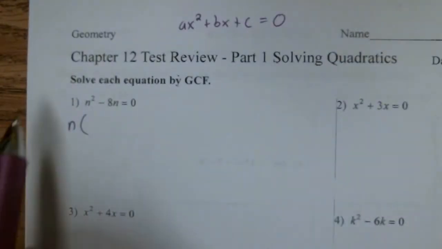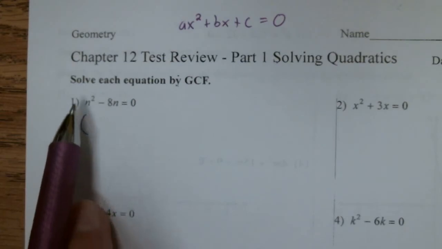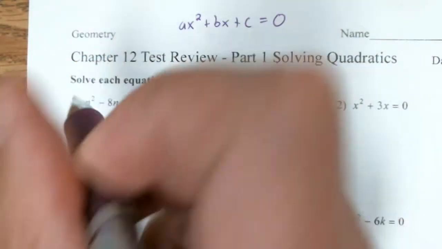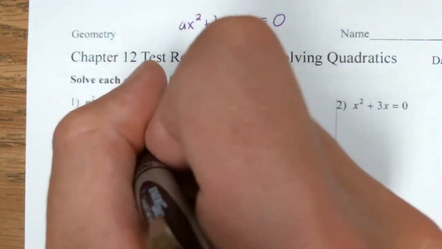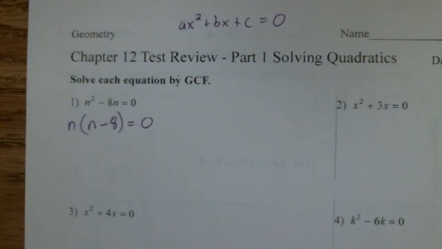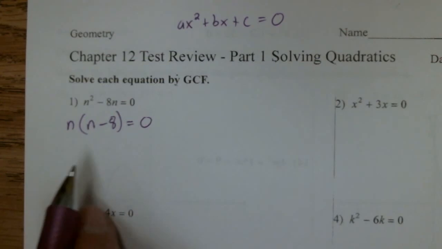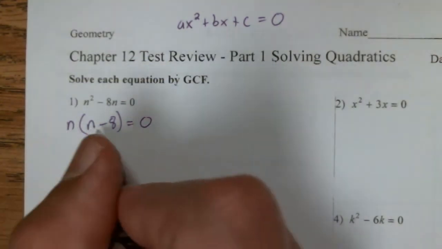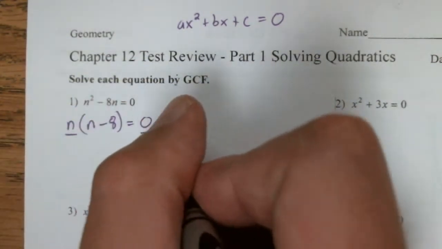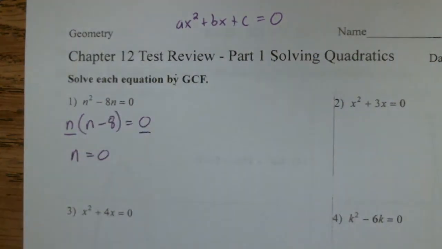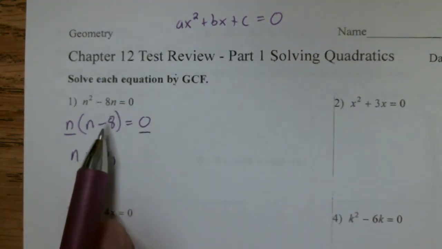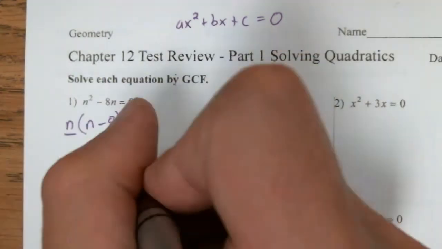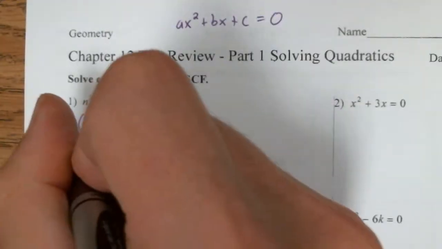To figure out what's left over, I'm going to divide each of my terms by n. N squared over n, of course, is just n. Negative 8n divided by n leaves me with negative 8. And that's going to be equal to 0. When I do the GCF method, guys, every single time one of my answers is going to be 0. So if I set n equal to 0, I literally get 0 for one of my answers. And for the other answer, I simply flip the sign inside the binomial. Flippy flip. So my answer will be 0 and 8.